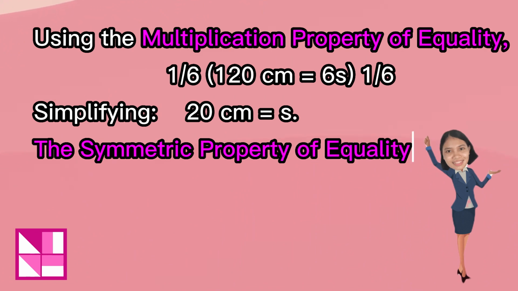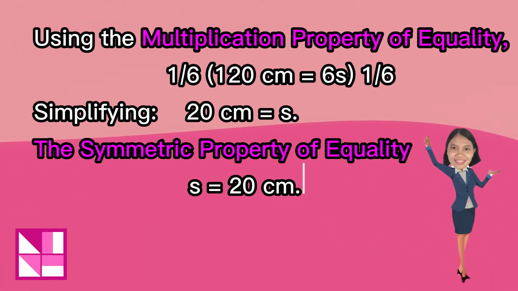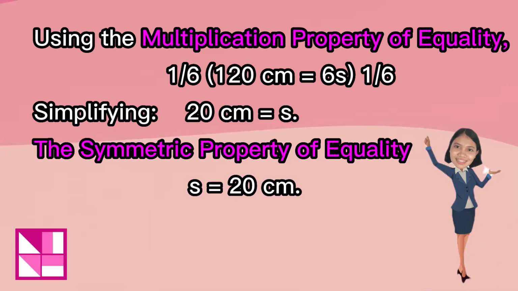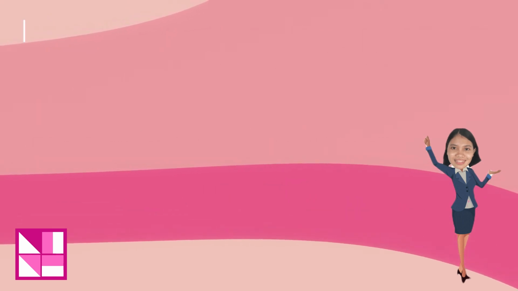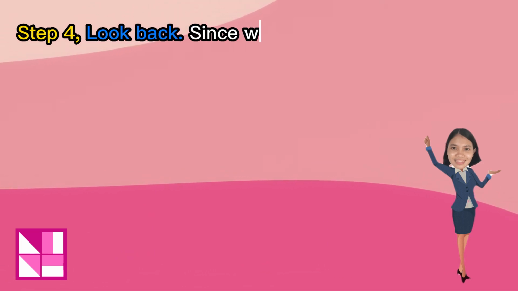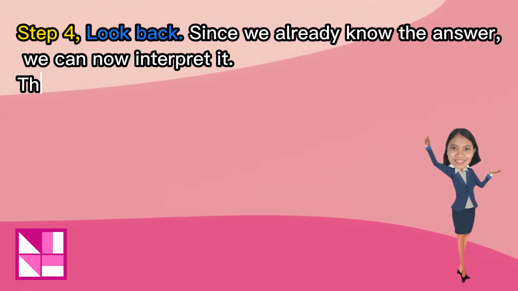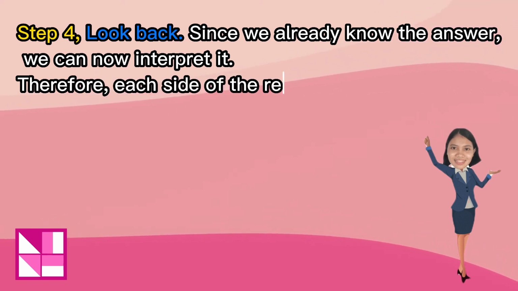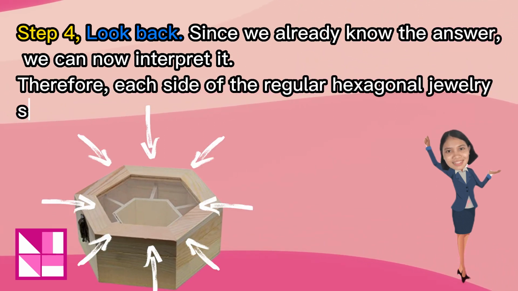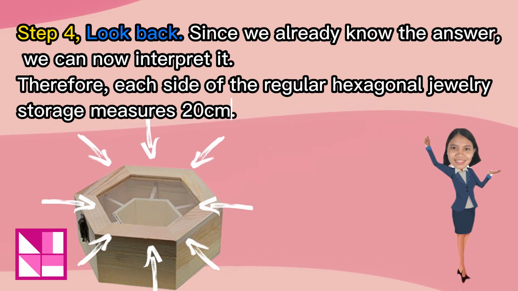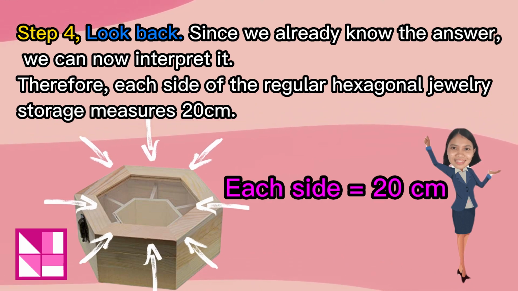Therefore, 120 equals 6s. Simplifying, we have 20 cm equals s. The symmetric property of equality tells us that s equals 20 cm. Step 4. Look back. Since we already know the answer, we can now interpret it. Therefore, each side of regular hexagonal jewelry storage measures 20 cm.